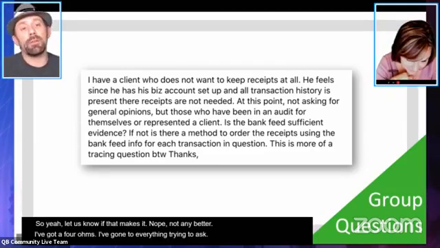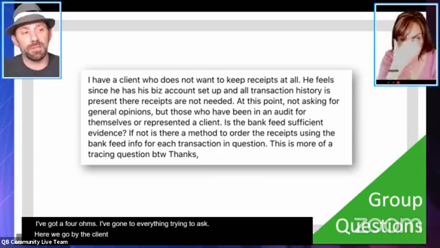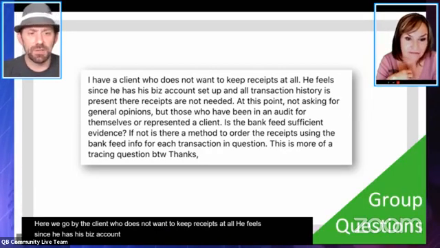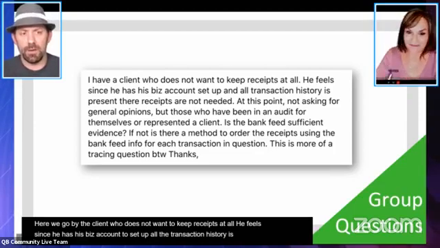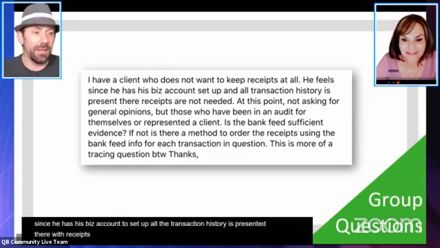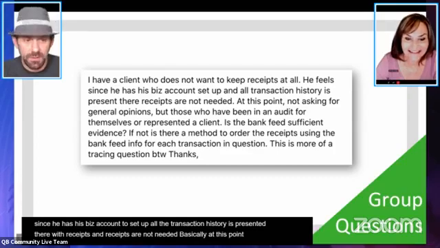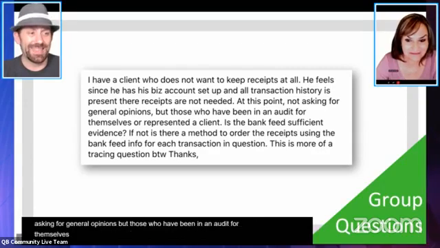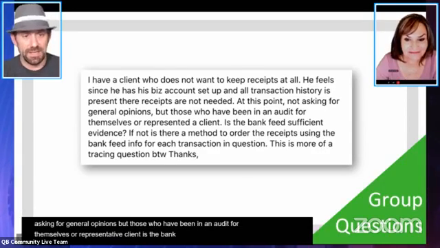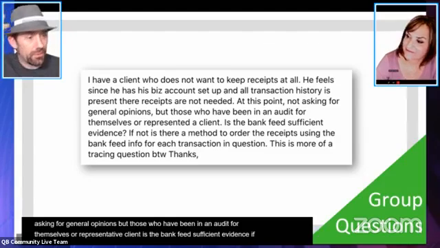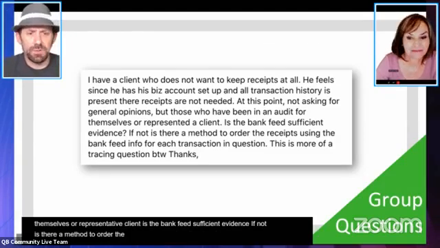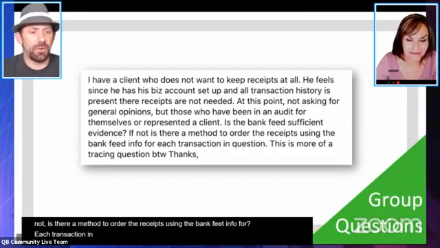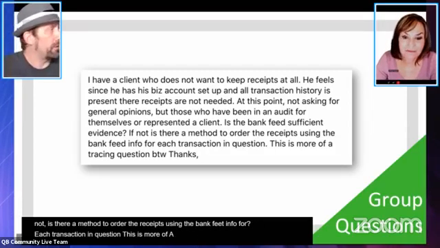So here we go. I have a client who does not want to keep receipts at all. He feels since he has his biz account set up, all the transaction history is presented there with receipts, and receipts are not needed, basically. At this point, not asking for general opinions, but those who have been in an audit for themselves or represented a client, is the bank feed sufficient evidence? If not, is there a method to order the receipts using the bank feed info for each transaction in question? This is more of a tracing question. Thank you. What do you say?